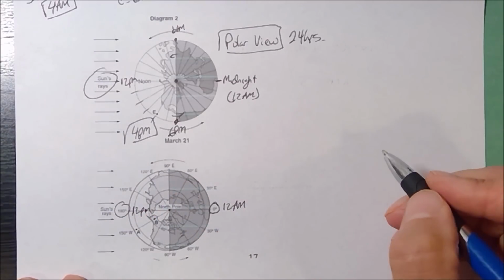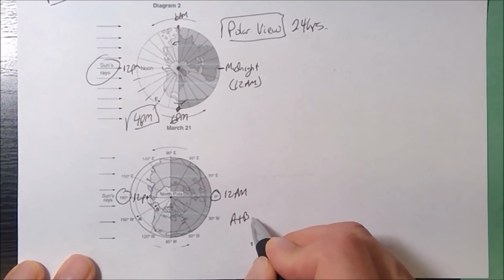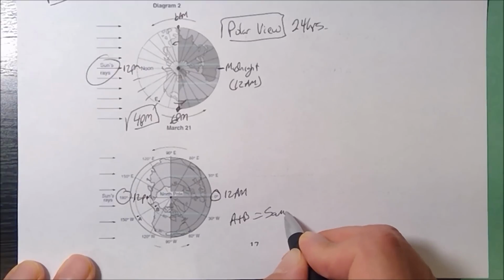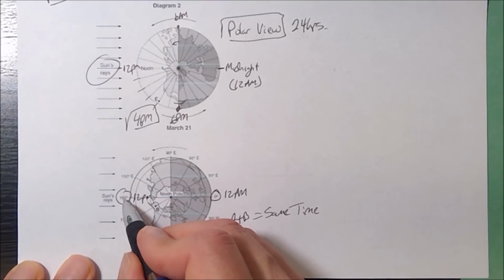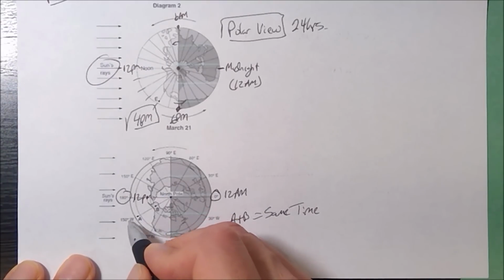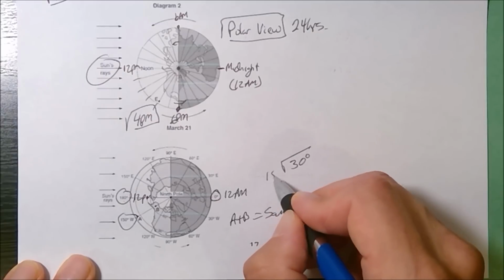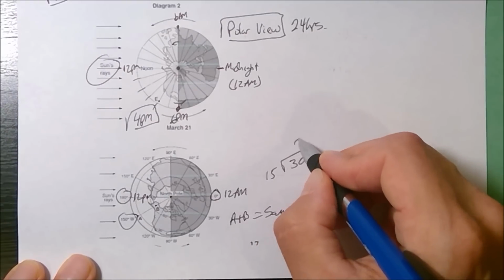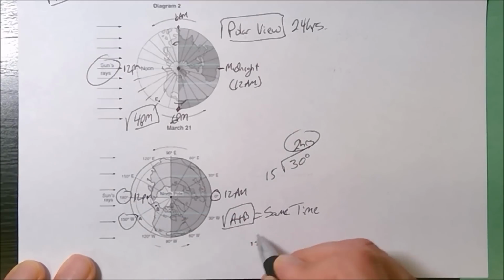A and B are on the same meridian. So when you're looking at this, A and B are going to have the same time. You're going from 180 to 150. So you're doing 30 degrees divided by 15 degrees per hour gives me 2 hours. So if this is 12 p.m., A and B are going to be 2 p.m. in the afternoon.